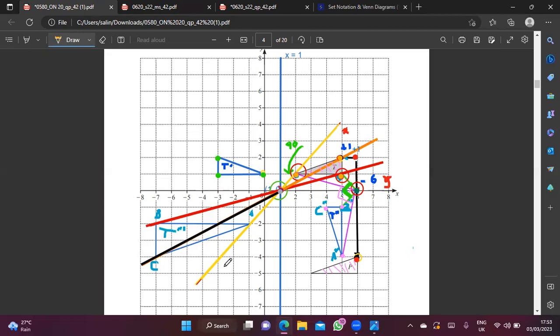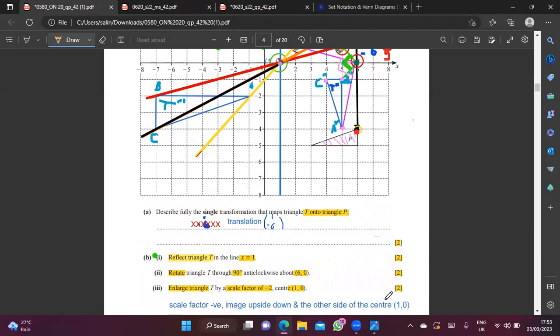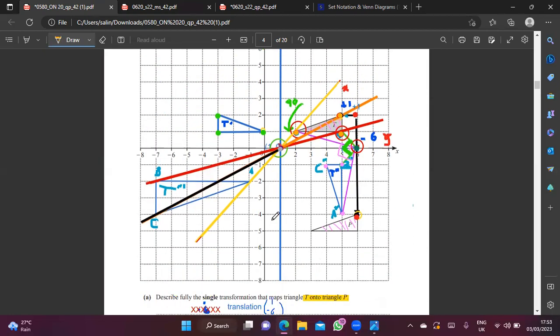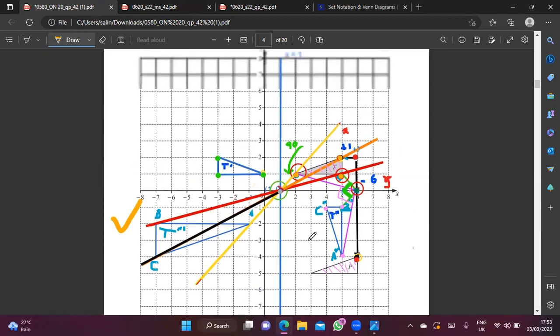Okay, what do I mean by the other side of the center? This is the center. The other side of the center is this area. Somewhere in this area. That is what you call the other side of the center. The same side would be this area. This is the same side, meaning the image would be here. But the other side, if your scale factor is a negative value, it will be the other side.